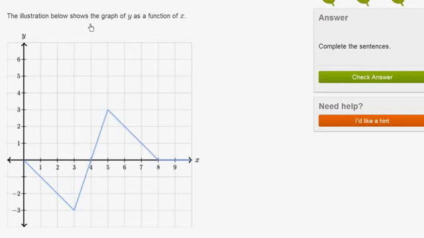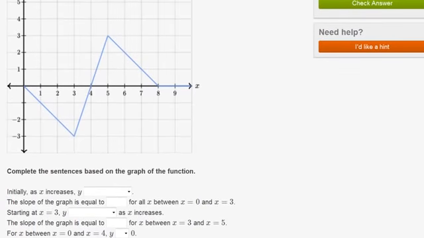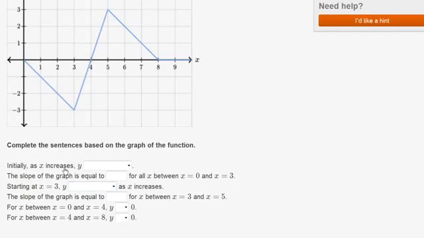The illustration below shows the graph of y as a function of x. So that's this graph right over here. And then they start to ask us some questions. Complete the sentences based on the graph of the function. So this axis is our y-axis, a vertical axis, and the horizontal axis is the x-axis.